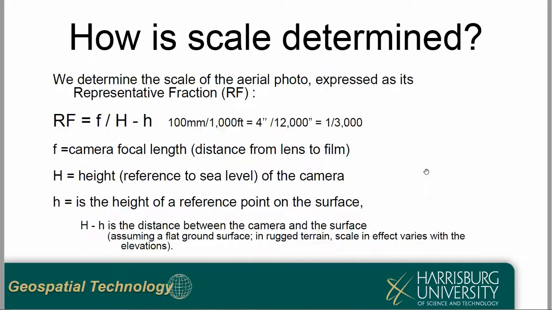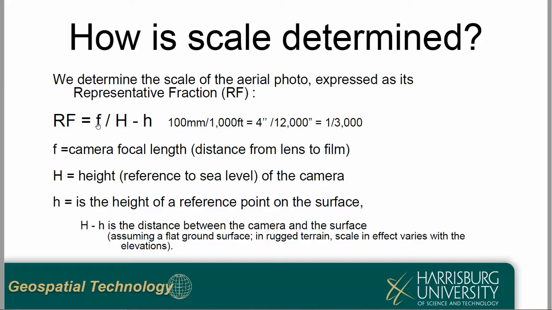What determines the scale? Well, I'm not going to have you memorize this formula, but you should know that it's a mixture of the focal length of the camera, and if you know anything about photography, that has to do with the distance from the lens to the film or the sensor, the height above the ground, above sea level, and the height of the camera. So with a 100 millimeter lens at 1,000 feet up, you can actually work out to different scales. So 1,000 feet, 100 millimeters, that's actually 4 inches to 12,000 inches in this particular case. And when you divide that out, you get a 1 to 3,000 scale.